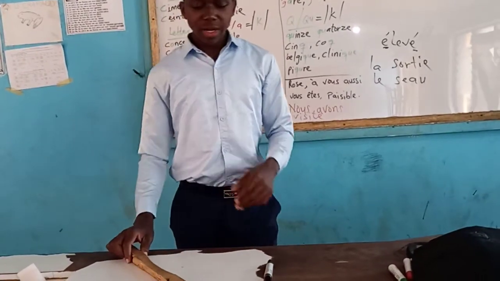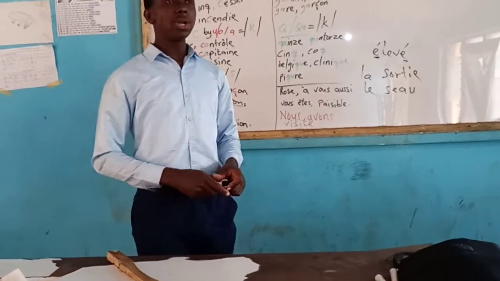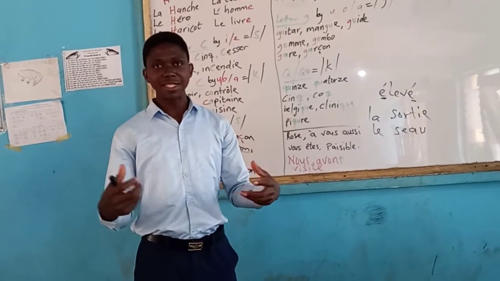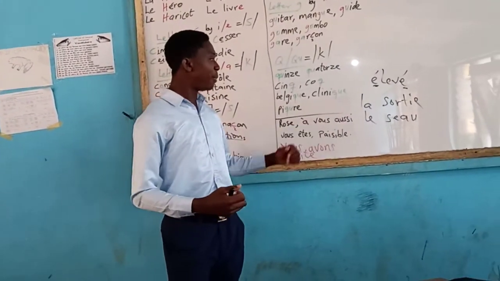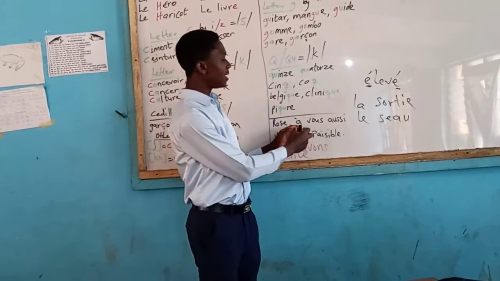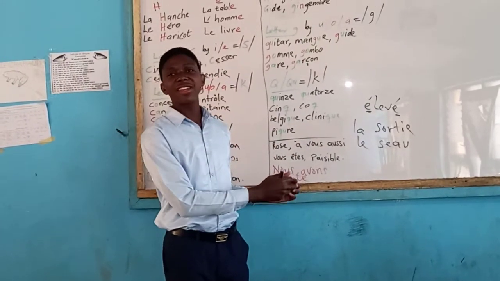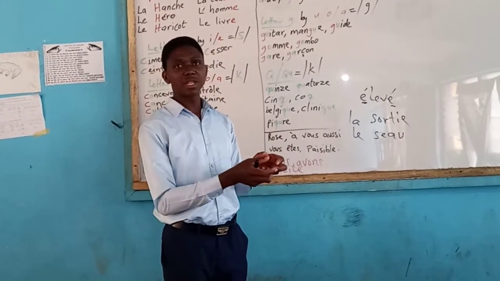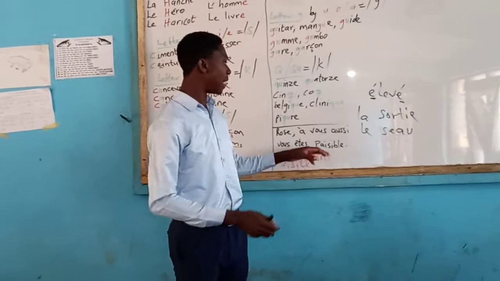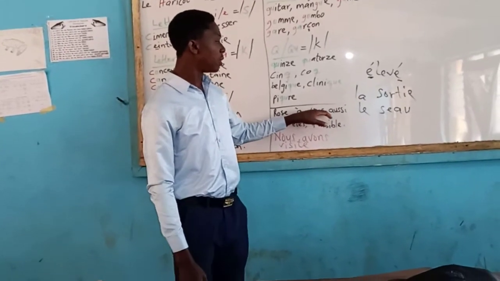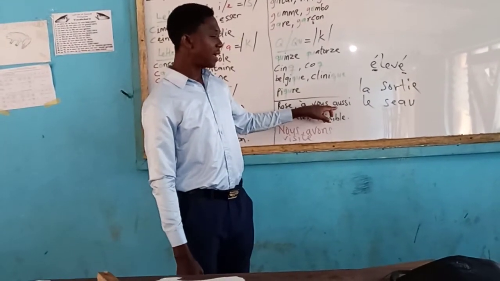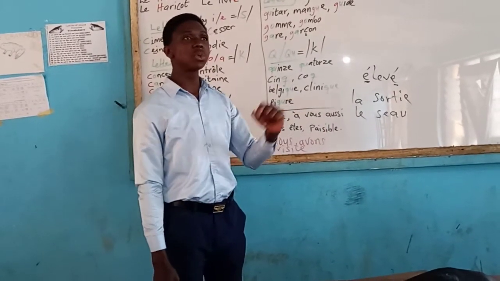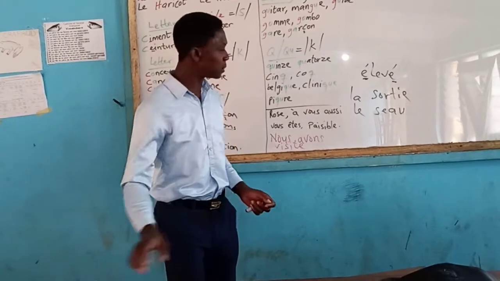Now, there is one instance we call liaison. When they are speaking a lot, you'll be hearing the z, z, z. An example is when a word ends with S, and then the next word is beginning with a vowel, then there is what we call liaison. They link the two together. We have vous, ending with S. The next one is aussi. So they link the two. That is à vous aussi. Vous aussi.